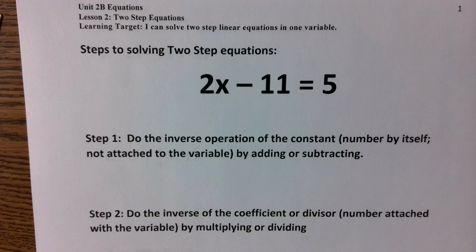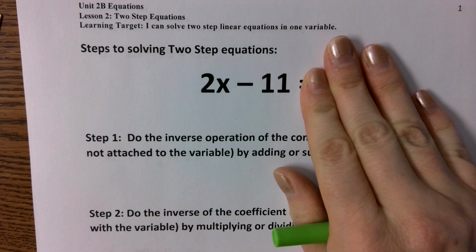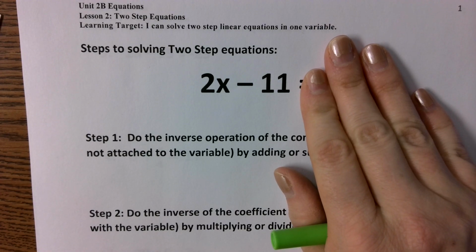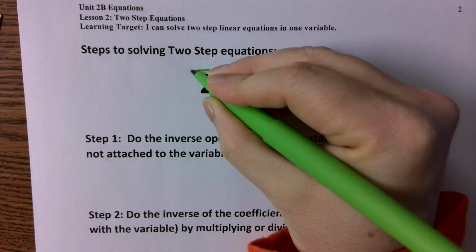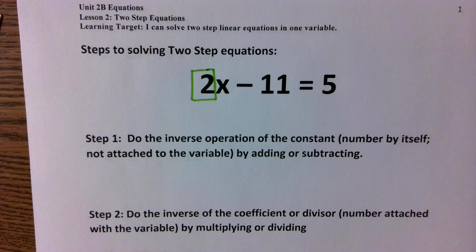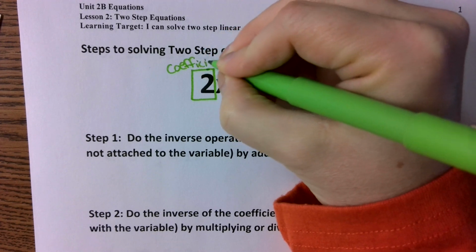So the things that you need to have an understanding of: remember back in our expressions unit, we talked about coefficient and constant. Who can raise your hand and tell me, if we're just looking at the expression 2x minus 11, which one of those values is our coefficient? The 2. Okay, so I want you guys to put a box around the 2. Just the 2, remember, not around the x. The x is the variable. We're putting the box around the 2, and just right above it, you're going to write that this is your coefficient.